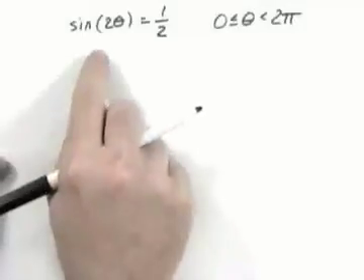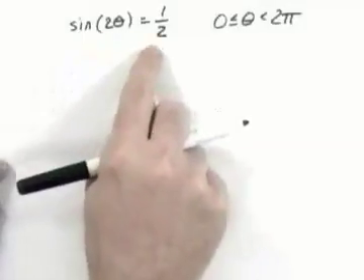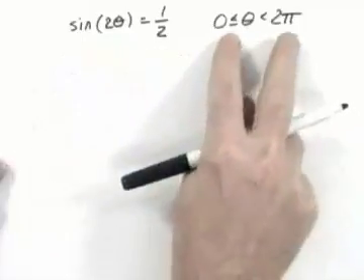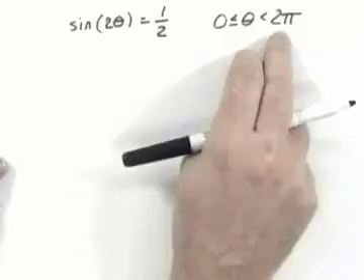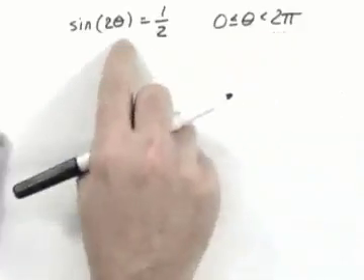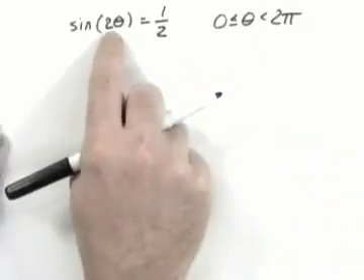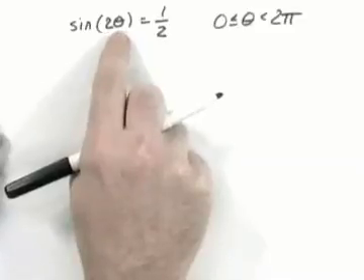In this problem, we're going to solve sine of 2 theta equals 1/2. And again, we have the domain restriction that theta needs to be greater than or equal to 0 and less than 2 pi. However, in this problem, we should notice that the argument is 2 theta, not just theta.